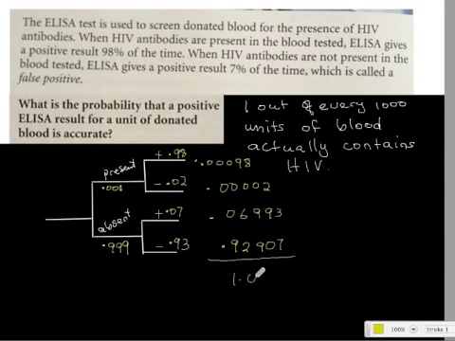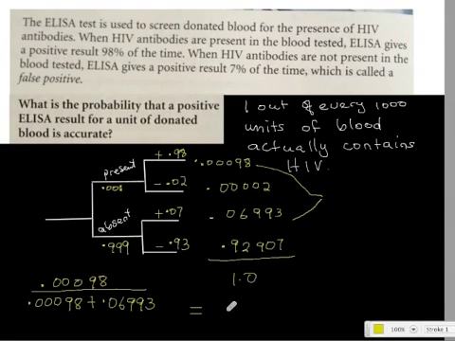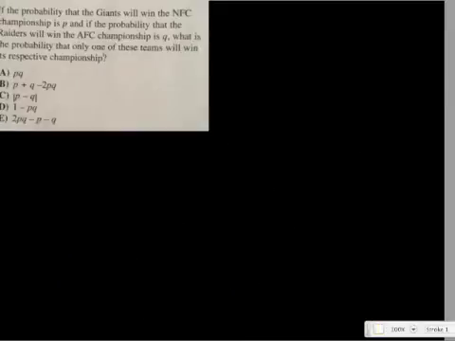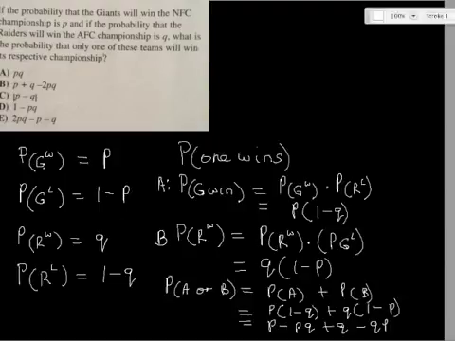It should be 1.0. The question is, what is the probability that a positive test result for donated blood is accurate? So the answer would be 0.00098 divided by the total positive, which is 0.00098 that gives a positive ELISA, and the other positive ELISA is 0.06993. And the final answer would be 0.014. Okay, how about you try this, pause the video, and then run the video again to get the answer. Okay, did you get B?